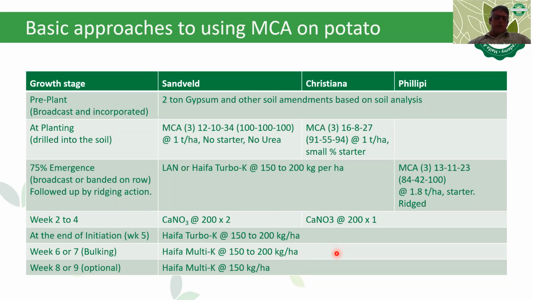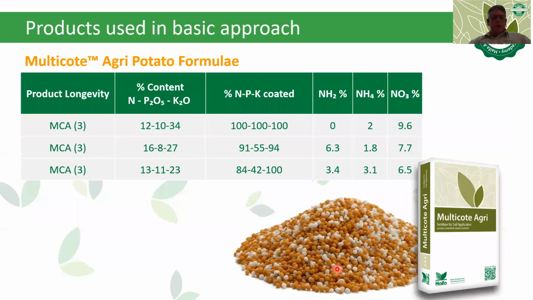And then in week 6 or 7, or basically 2 weeks after this first one, we would apply another Multicote, which is your potassium nitrate, to boost the bulking stage. And then depending on your initiation, week 8 or 9, you can follow up with the third application, top dress, if needed. So these are the formulas.